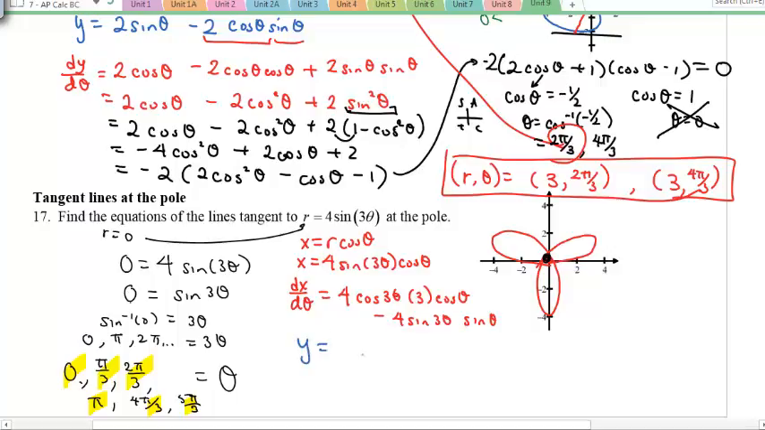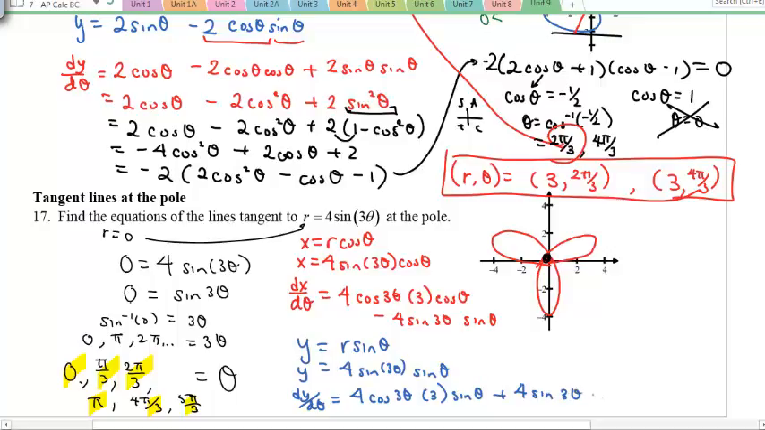Do the same thing for y. y equals r sine theta. That's 4 sine 3 theta times sine theta. dy d theta. Product rule again. Yikes. Extra factor of 3. And just to let you know, that over that equals dy dx.